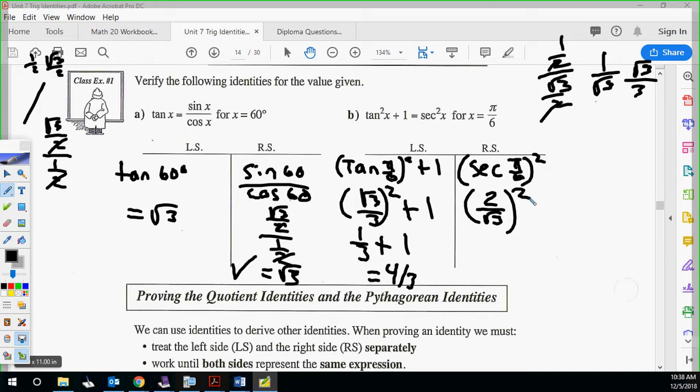Since I'm squaring it, I'm not going to rationalize. If you did, you'll still get the same answer, but I know it's going to be squared out. So when you square it, notice you get 4 over 3. Left side equals right side. So you just proved two identities.